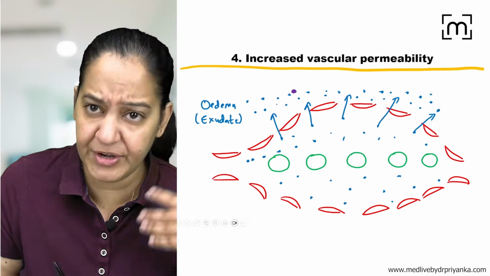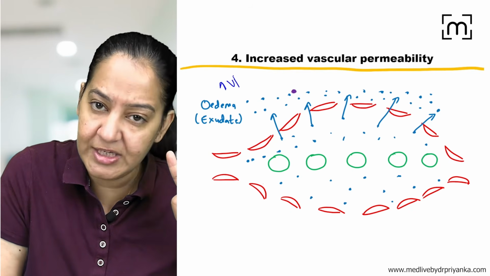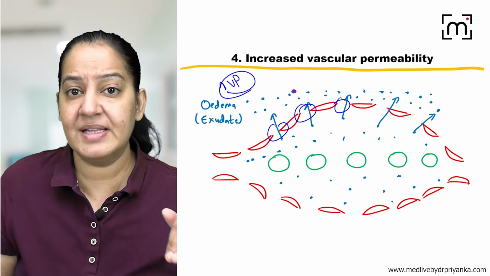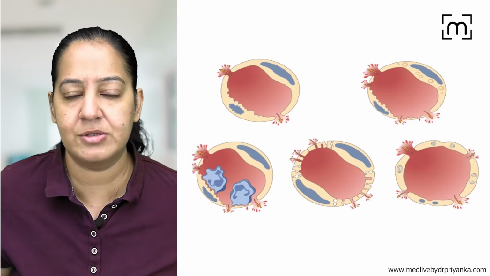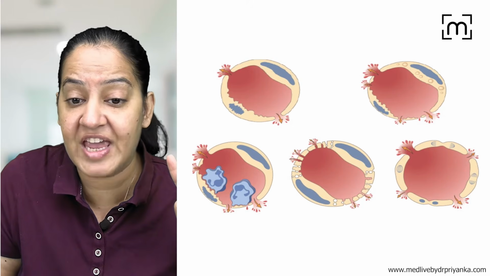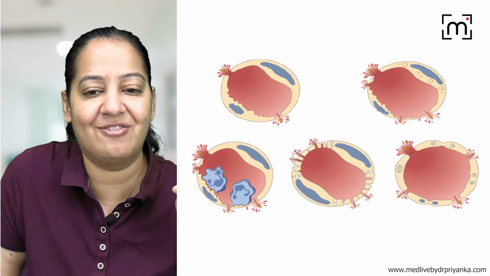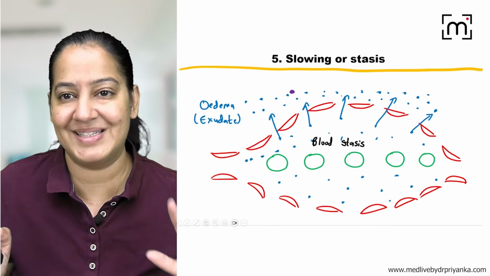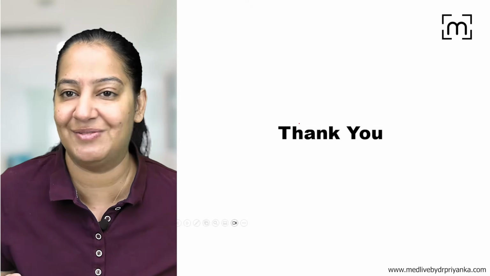The next step is the creation of the gap, which is known as increased vascular permeability, which is the hallmark step. From the blood vessel, the protein also leaks out. There are 5 mechanisms. We have discussed the 5 mechanisms of creation of gaps. That is increased vascular permeability, the hallmark step. And the last step is slowing or stasis, okay, which is leading to increased viscosity.